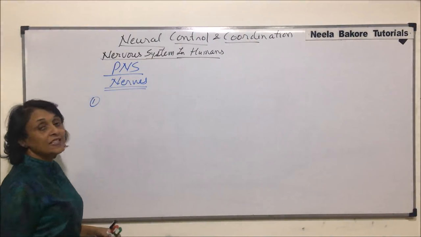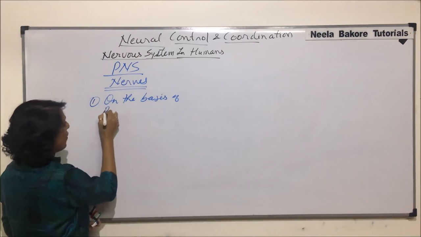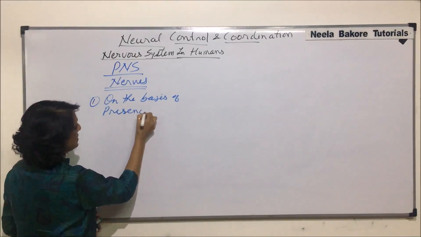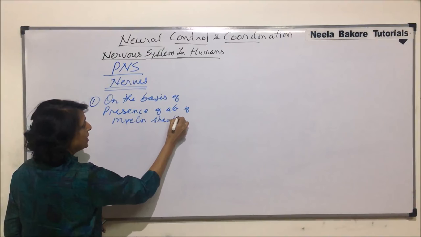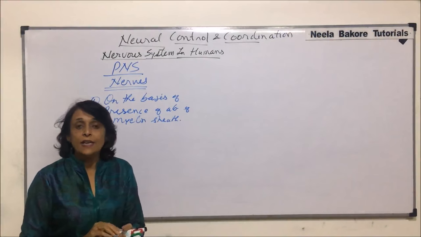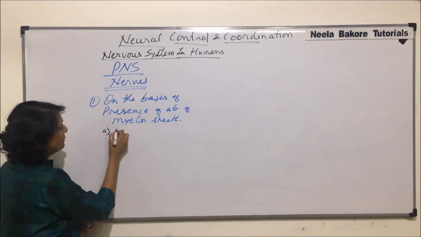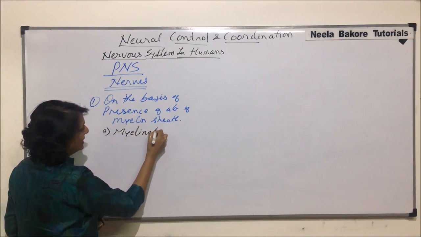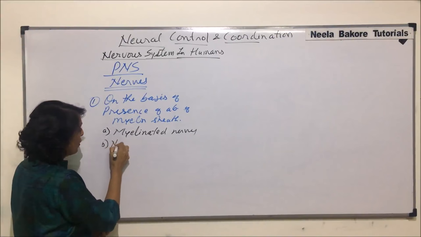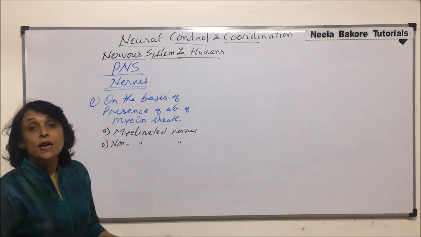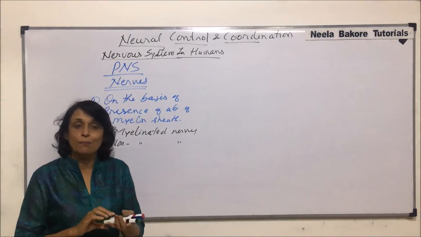to understand. We are classifying these nerves first on the basis of presence or absence of myelin sheath. This myelin sheath is the insulating membrane or layer which is present on axon. So on the basis of this, we have two types. If this myelin is there, we would call them myelinated nerves. And if this myelin is not there, then we would call them non-myelinated nerves. Conduction of impulse is faster on myelinated nerves. We'll see when we come to nerve impulse conduction.